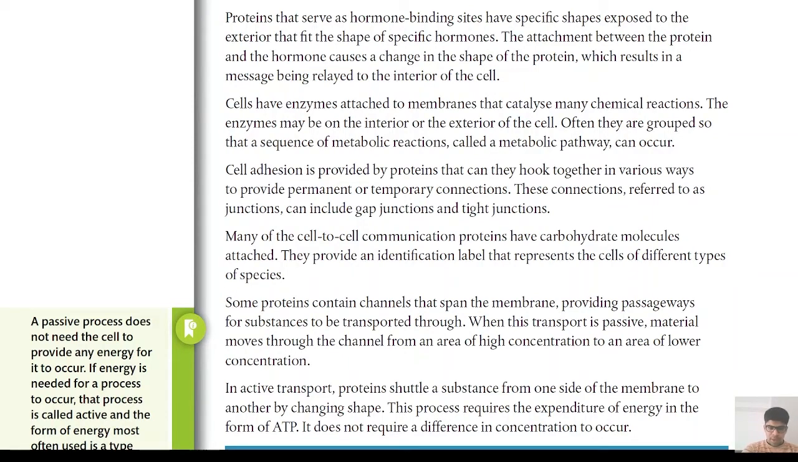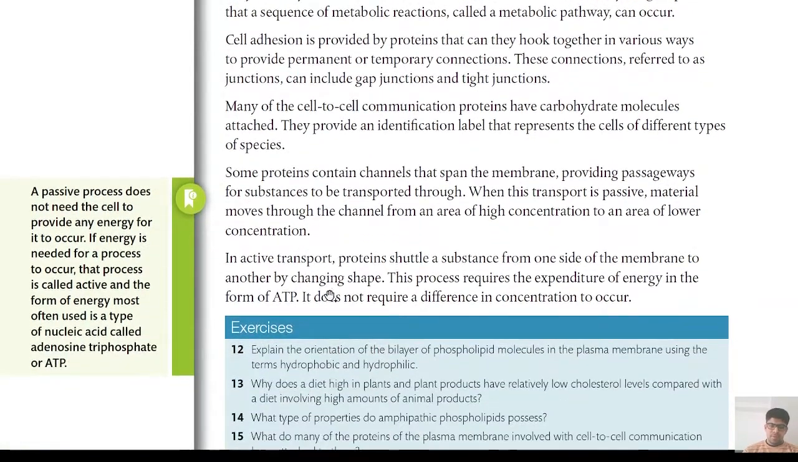Some proteins contain channels that span the membrane, providing passageways for substances to be transported through. When this transport is passive, material moves through the channel from the area of high concentration to the area of lower concentration. In active transport, the proteins shuttle a substance from one side of the membrane to the other side by a change of shape. The process requires the expenditure of energy in the form of ATP. It does not require a difference in concentration to occur.